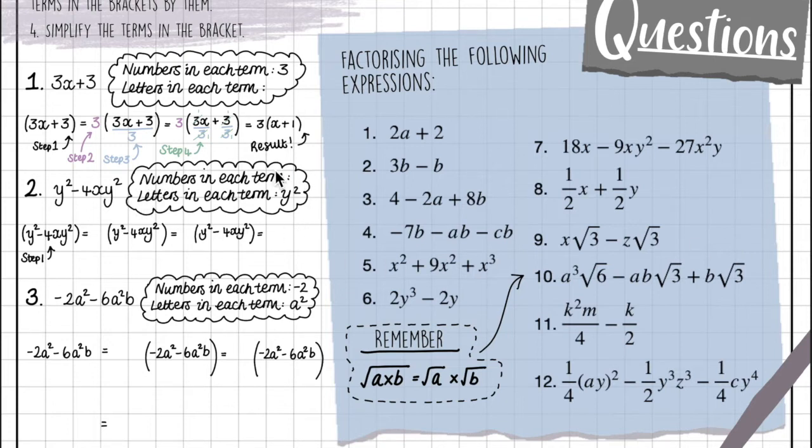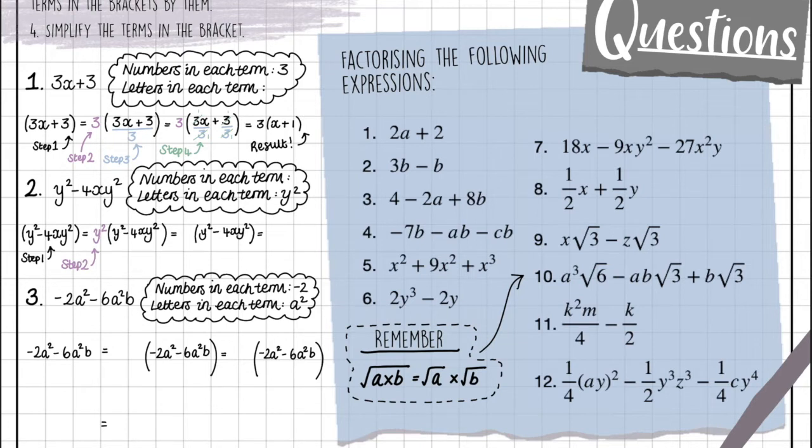Again, I've written this bubble box here. Numbers that appear in each term. There isn't a common number that appears in either of these terms, so we have nothing there. Letters that appear in each term. We have a y squared in this term and we have a y squared in this term. Therefore, we have y squared in both terms, so we can pull this out. And there's the y squared on the outside of the bracket.